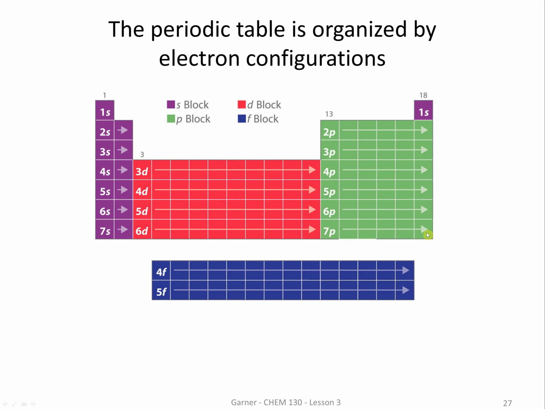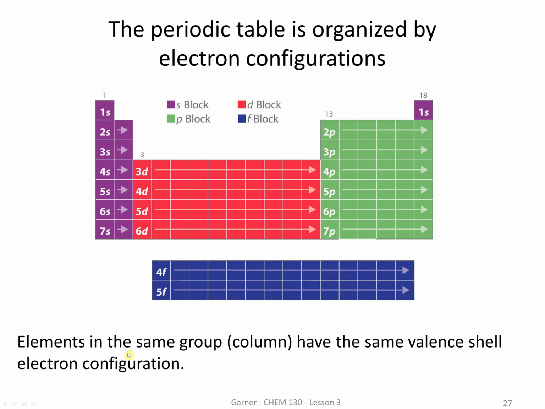Same thing over here on the right with these elements shown in green. This is known as the P block. The elements in the P block have a P subshell as their highest energy occupied subshell, so their valence electrons reside in that P subshell. Everything in the middle, the transition metals, has a D subshell as its highest energy occupied subshell. Everything down here in these 2 rows at the bottom of the periodic table are the F block elements. Everything in the F block is going to have an F orbital as the highest energy occupied subshell.